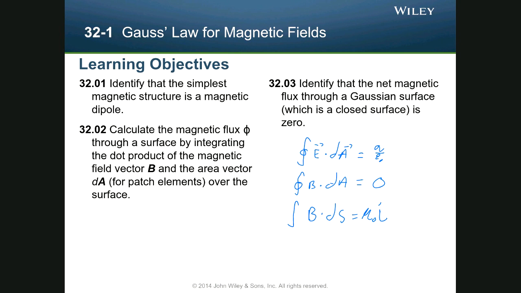And then we had something rather interesting. We had the integral of E dot ds, and again, these are closed paths. It's equal to minus dB/dt. And that was Faraday's law, right?